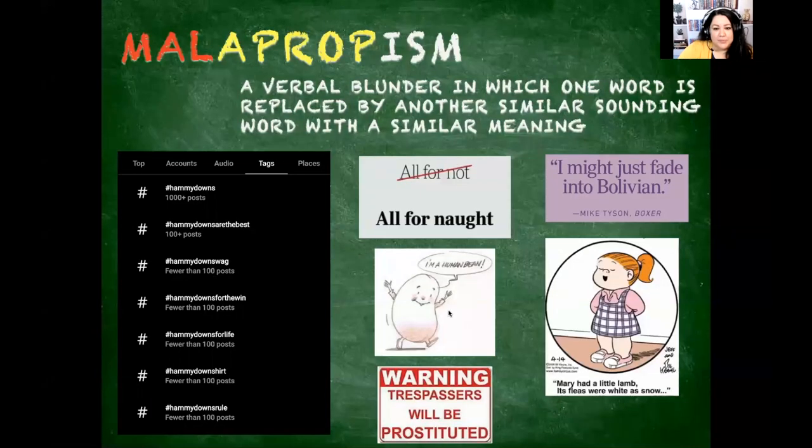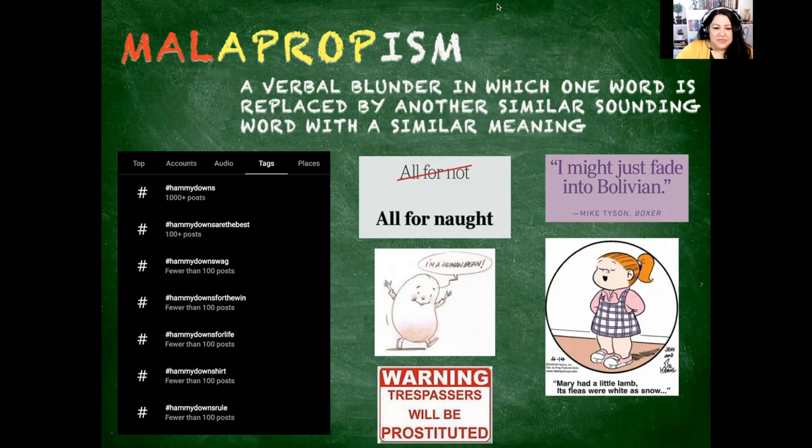Okay. Malapropism. Mal meaning bad, apropos meaning appropriate. This is when you say something that is not appropriate for the context that you are trying to speak. Okay. What it really is, is a verbal blunder. It's when you say the wrong word because it sounds like the right word.